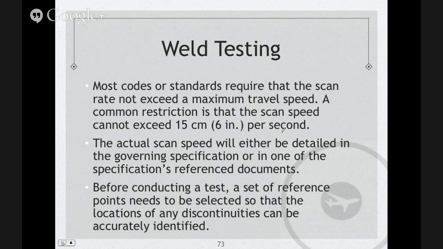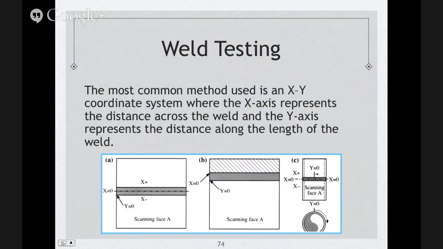The actual scan speed will be either detailed in the governing specification or in one of the specification's reference documents. Before conducting the test, a set of reference points needs to be established so that the locations of any discontinuities can be accurately identified.